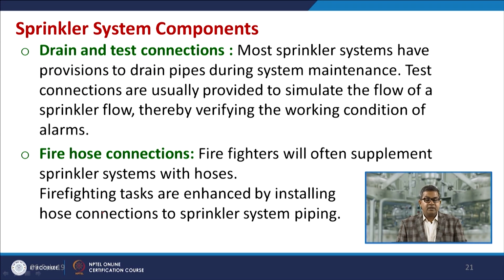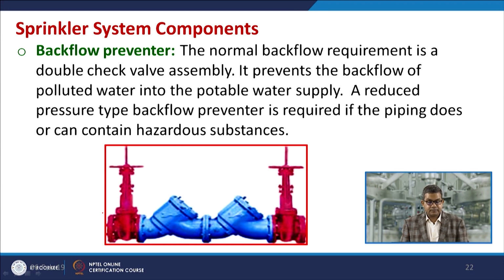There are certain drain and test connections. Most sprinkler systems have provisions to drain the pipes during system maintenance. The test connections are usually provided to simulate the flow of a sprinkler, thereby verifying the working condition of the alarms. There are also fire hose connections. The firefighters will often supplement a sprinkler system with hoses. Firefighting tasks are enhanced by installing hose connections to the sprinkler system piping.